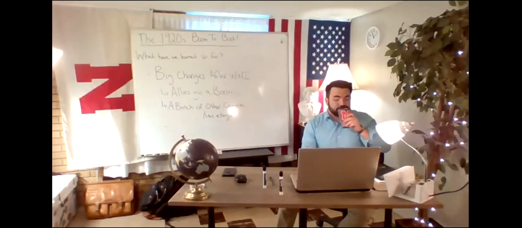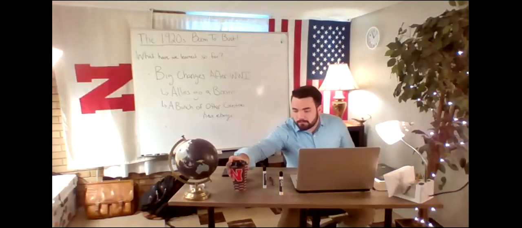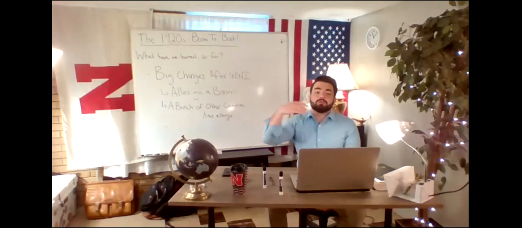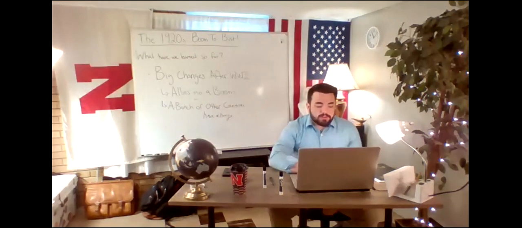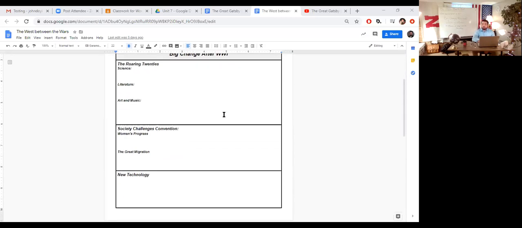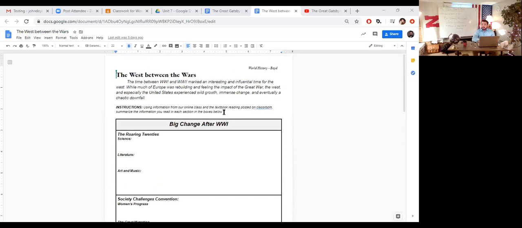All right, so now, these are the things that we've talked about so far. I want to reinforce some of the things that we saw. So remember when I shared my screen, we took a look at this assignment right here, okay? The West between the wars. This is the last thing you filled out, all right, based on our last lecture that we had on Wednesday of last week. Now, today, we're going to reinforce those ideas, how these big changes made a huge impact on the world, especially in the United States.